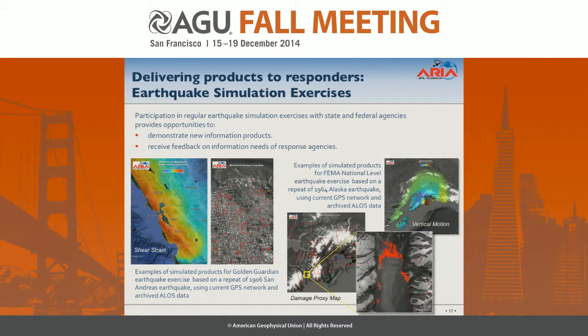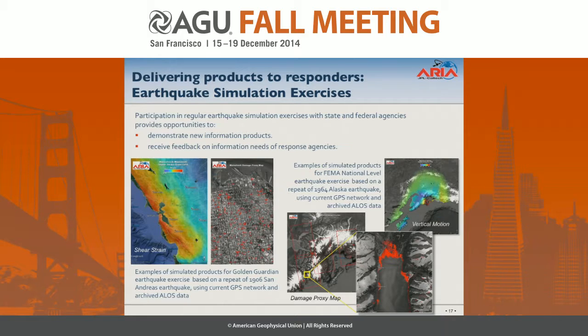Another way that we've been participating in is these earthquake simulation exercises. The state puts on Golden Guardian exercises twice a year, and we've also participated in FEMA national level exercises to simulate earthquakes. We'll provide products to them so that they can see what sort of information they can get from this remote sensing data. Because an emergency is probably the worst time to introduce a new product, it's important to participate in these exercises.